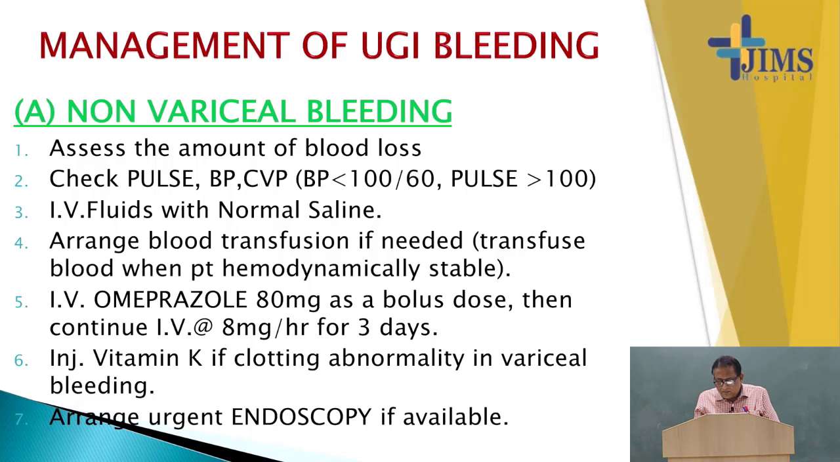So let us recapitulate the management of upper GI bleeding, non-variceal bleeding. We can divide it into variceal bleeding and non-variceal bleeding. What I have talked about right now is to assess the amount of blood loss, then check the pulse, blood pressure, CVP. If BP is 100/60 and pulse is more than 100, give IV fluids, normal saline, and arrange for blood transfusion if needed when the patient is hemodynamically stable. Give IV omeprazole 80 mg as a bolus dose, then continue IV 8 mg per hour for 3 days. Vitamin K can be given if variceal bleeding is suspected, and arrange for endoscopy.